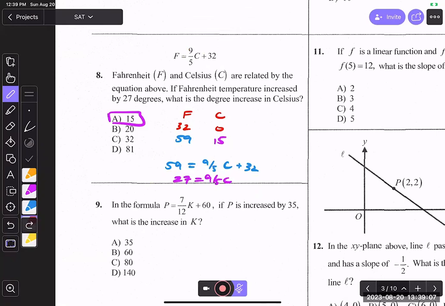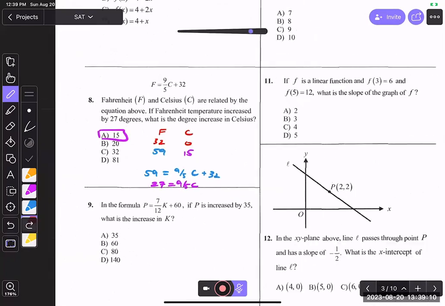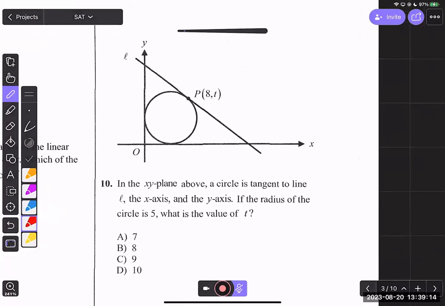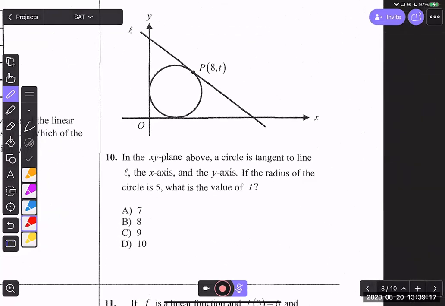You'll find that number 9 is pretty much the same exact question, just with some numbers changed around. All right, number 10 is actually a really good one to do, so let's do this one here.